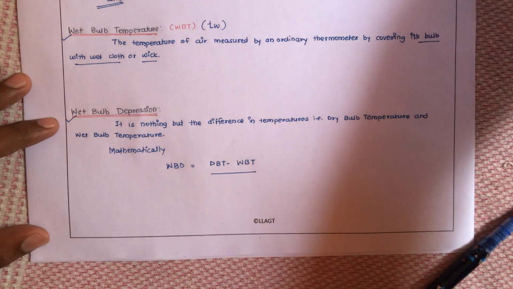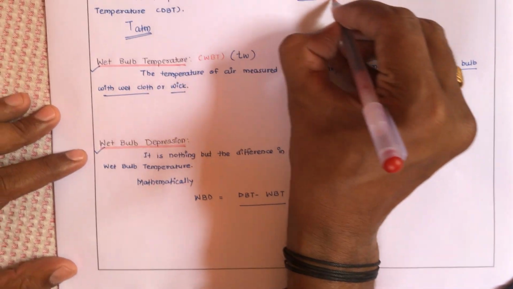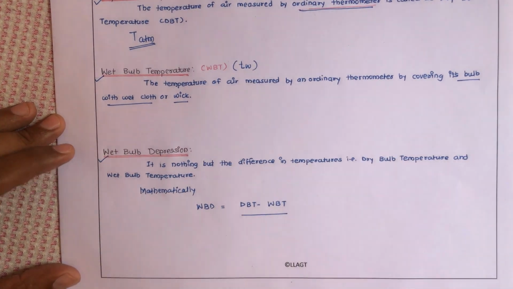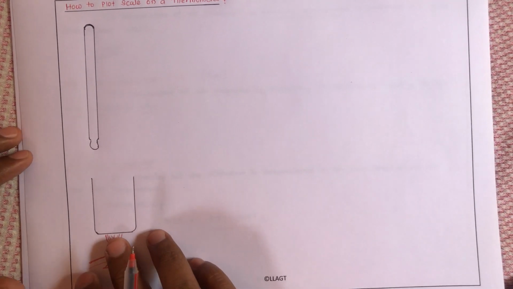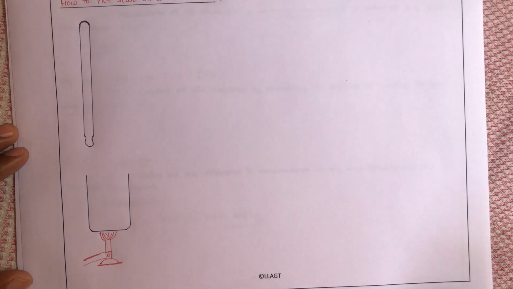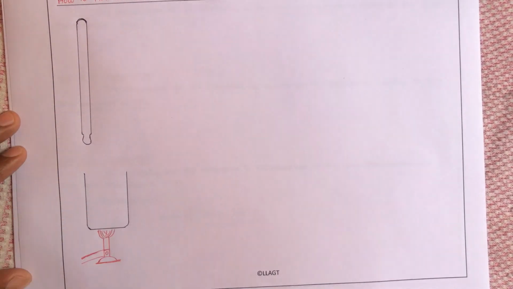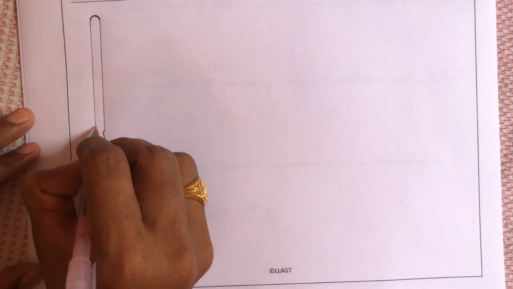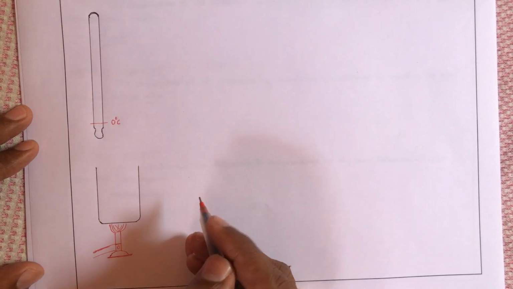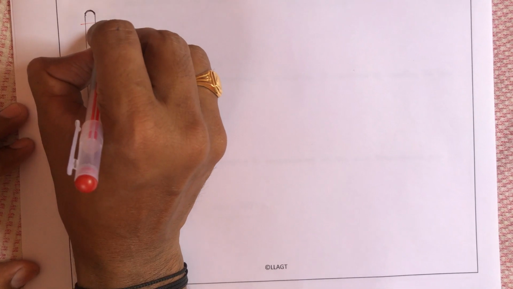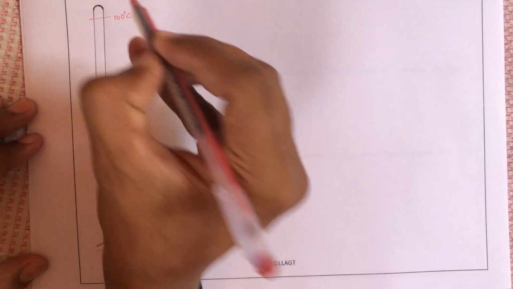Now here one term came, that is nothing but the ordinary thermometer. Now you might wonder how the scale on the thermometer will be plotted. Now see here, let us say this is your thermometer. Let us say here I have considered a line that is 0 degree Celsius. Now somewhere here I will get a line as 100 degree Celsius.